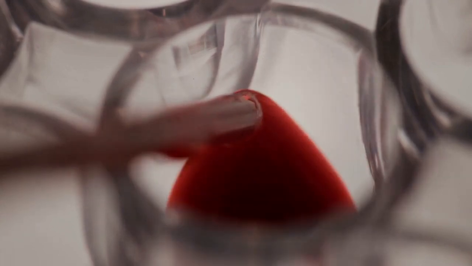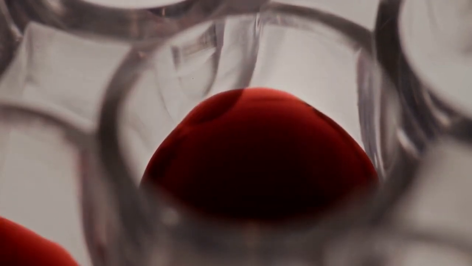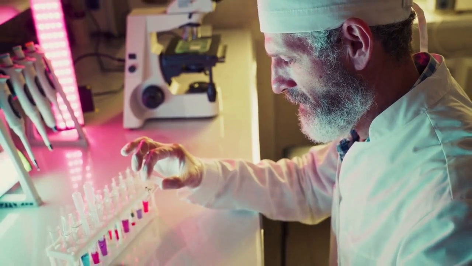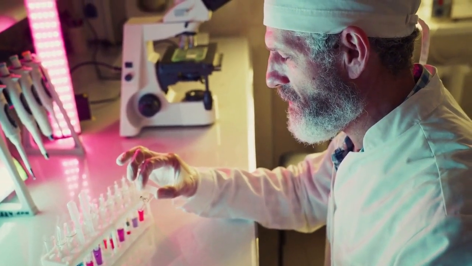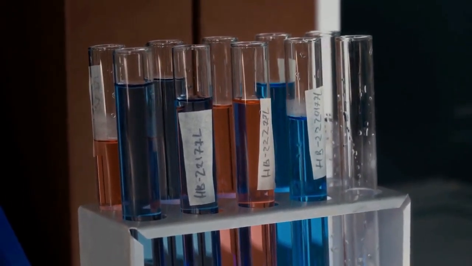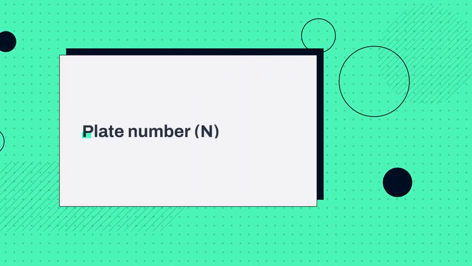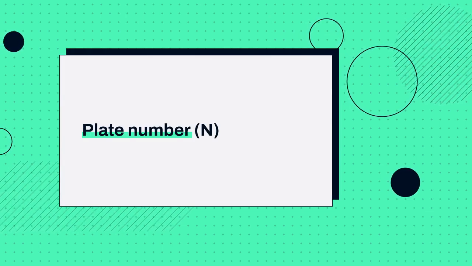The more of these plates you have, the more opportunities the components get to separate from each other. A column with a very high number of theoretical plates is considered highly efficient. It will produce very sharp, narrow peaks, meaning the separation is excellent. On the other hand, a column with a low number of theoretical plates is inefficient and will give you broad, poorly resolved peaks. We often talk about two key values.